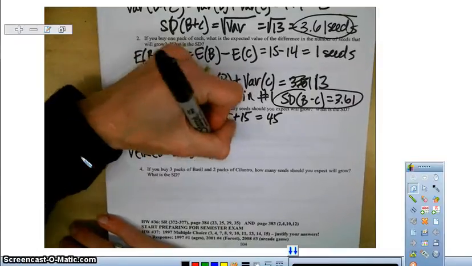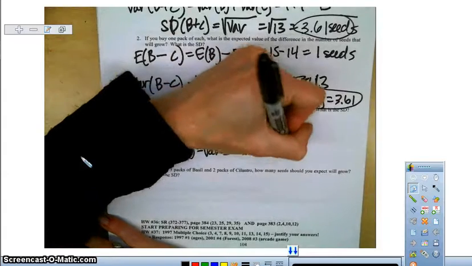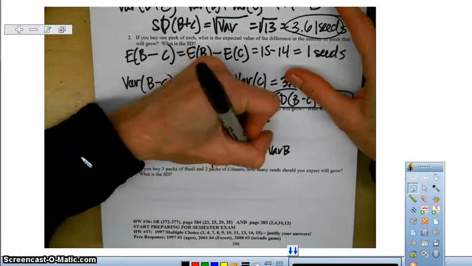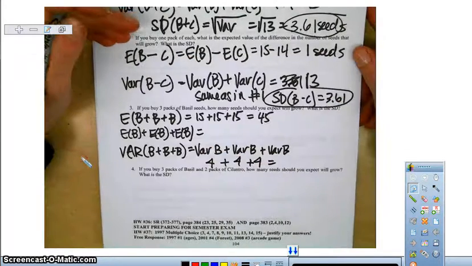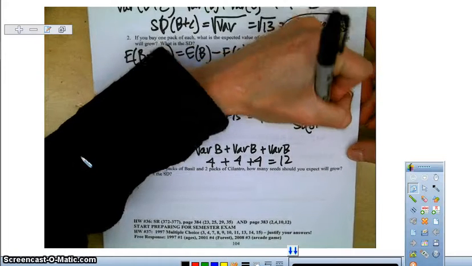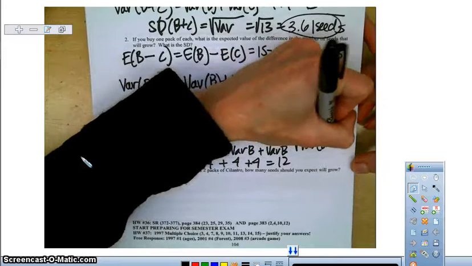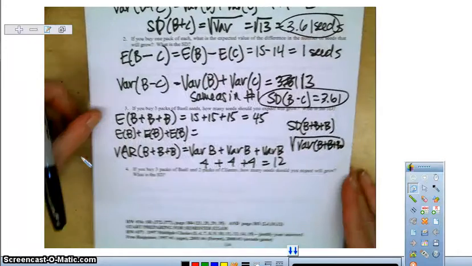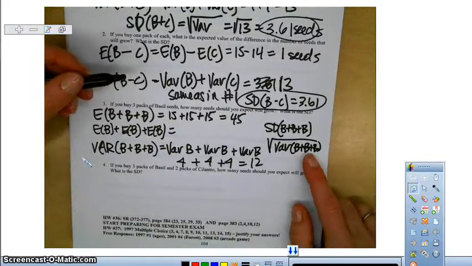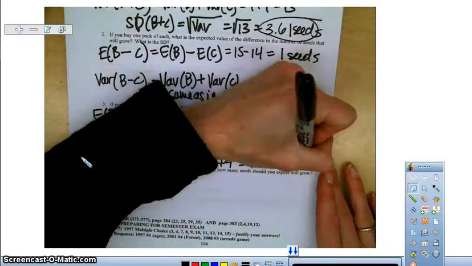Okay, now the variance of basil plus basil plus basil would be the variance of basil plus the variance of basil plus the variance of basil. Well, what's the variance of basil seeds? 4. So 4 plus 4 plus 4 is 12. So the standard deviation of basil plus basil plus basil is the square root of the variance. Well, what was the variance? 12. So the square root of 12 is 3.6? 3.46.